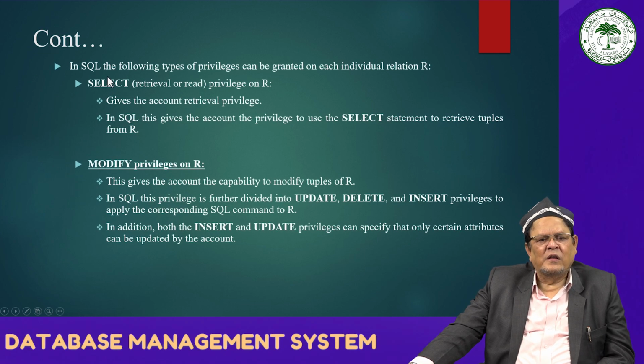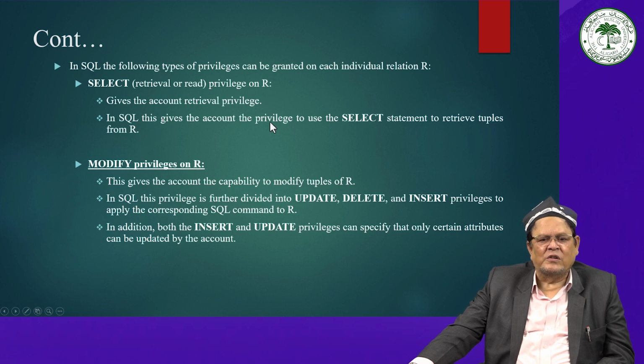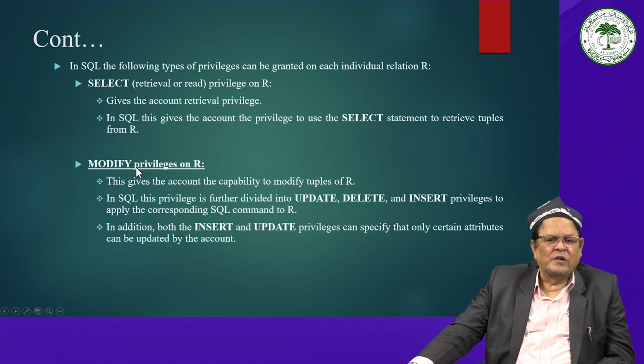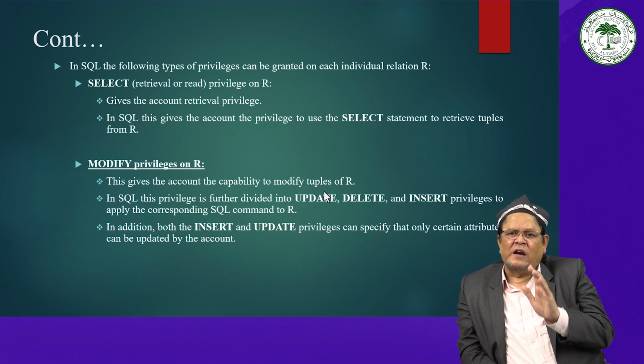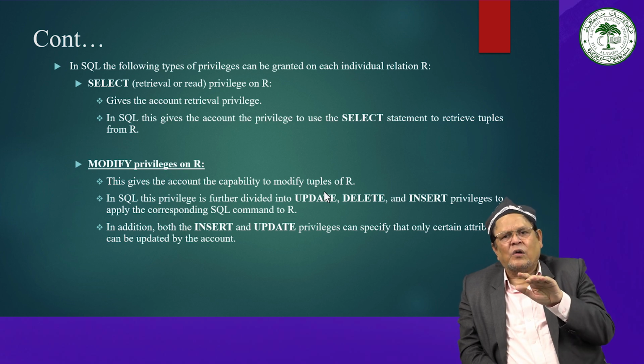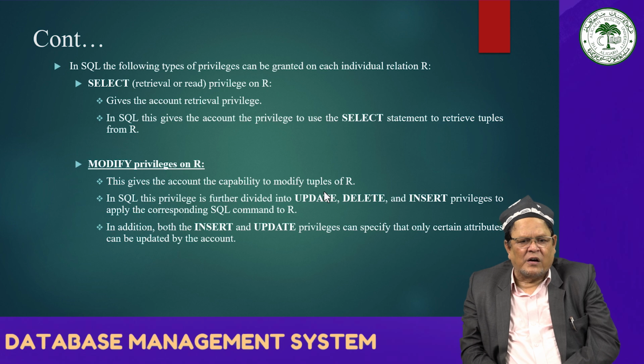In SQL, the following types of privilege can be granted on an individual relation R. One is the select or retrieve privilege on R. It gives the account the retrieval privilege. In SQL, this gives the account the privilege to use the select statement to retrieve tuples from R. Already you know. Modify privilege on R gives the account the capability to modify the tuples of R. If a modify privilege is given on that relation, it means you can modify all the tuples of relation R.